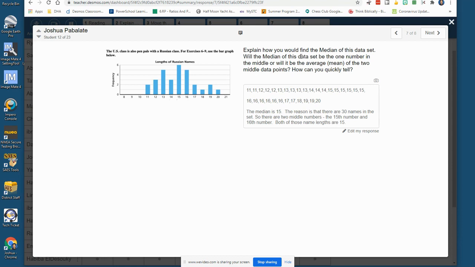All right, so hopefully this helps break down what the data in the bars and in the dots actually are, what the data set is when it's listed out, and how to find the median and the mode. Hopefully this has helped. Have a great rest of your day.